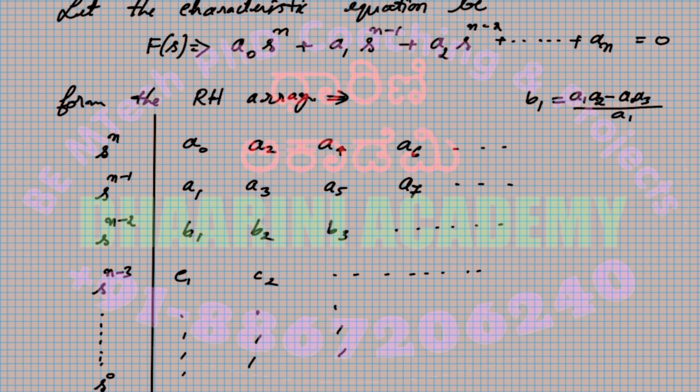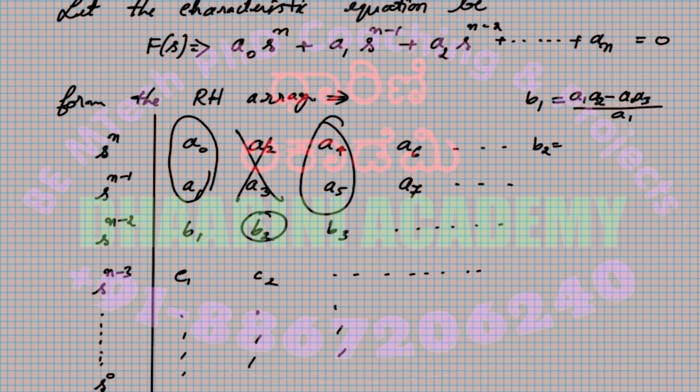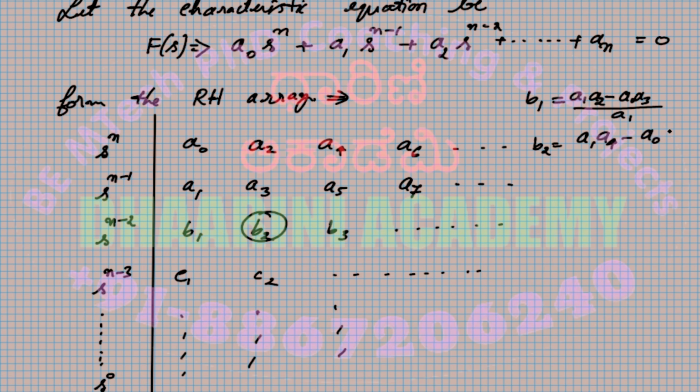That's for B1. If I want to calculate B2, you should use the first column for sure. You cannot change it. Above the line which you are calculating, you have to use the first column. But the second column will not be this now, it will be this, so A4. I'll write once again: A1, A4 minus A0, A5 divided by A1.